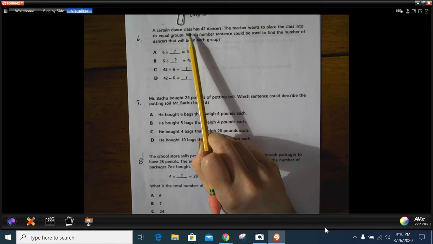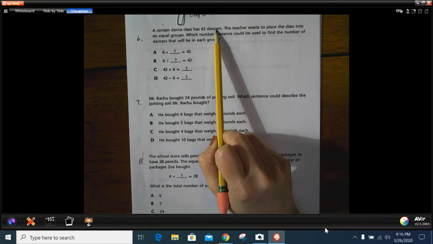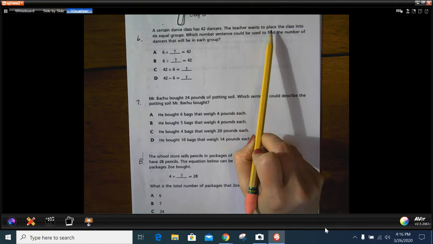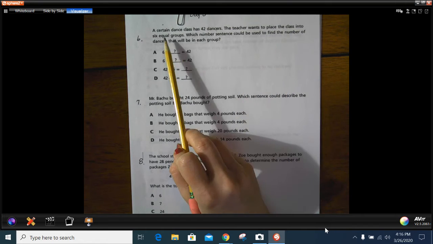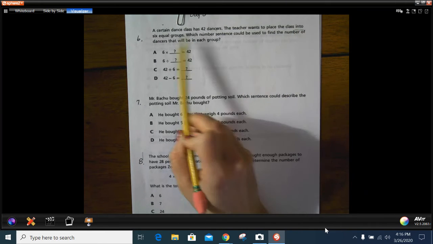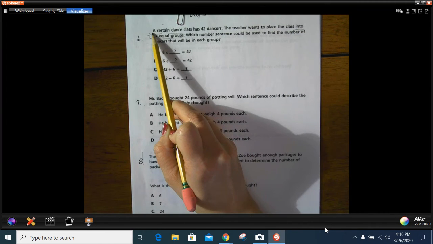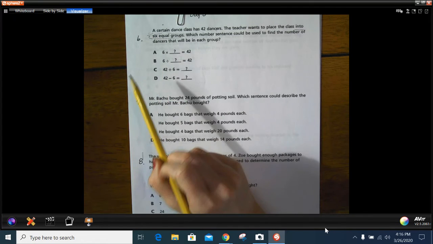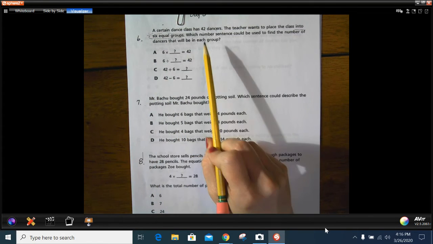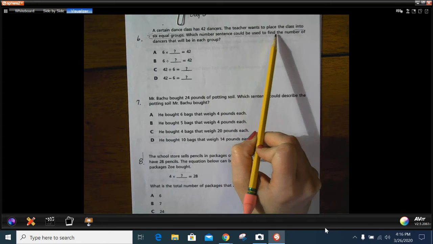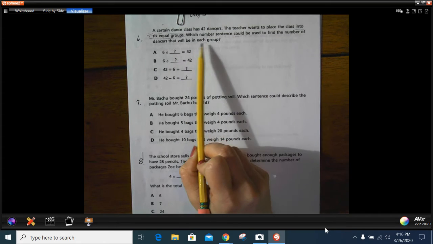A certain dance class has 42 dancers. The teacher wants to place the class into 6 equal groups. Ooh, place them into 6 equal groups. Oh, look at that. I already know in my head I want to do some dividing, right? Which number sentence could be used to find the number of dancers that will be in each group?